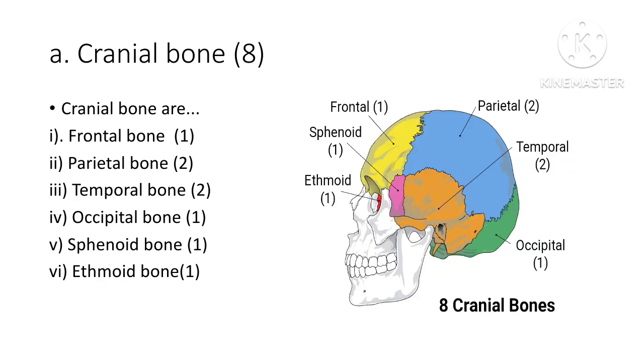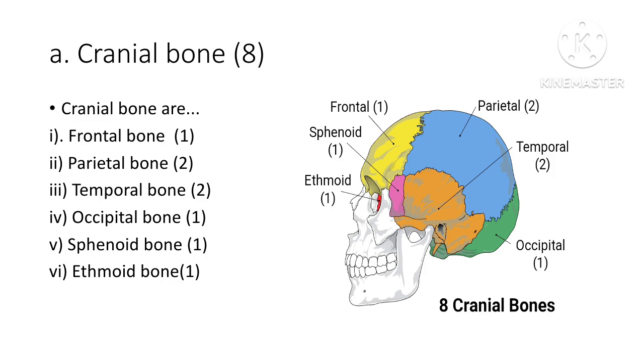Cranial bones are the protective bony structure that protects the brain. These are flat bones that are joined together by immovable joints called sutures. There are 8 cranial bones which are given here. First one is the frontal bone, which forms the forehead and roof of the eye sockets. Second one is the parietal bones, which form the sides and roof of the skull.